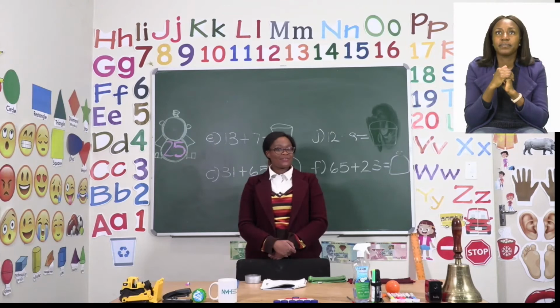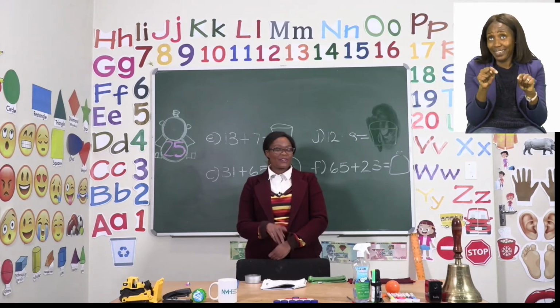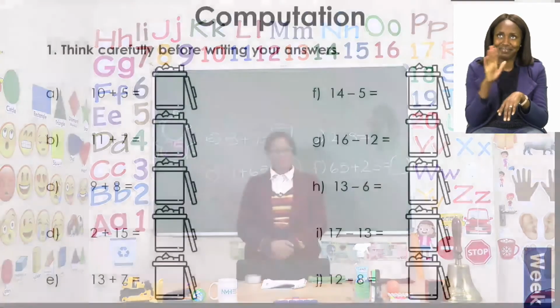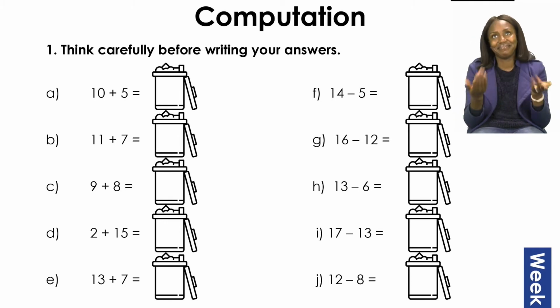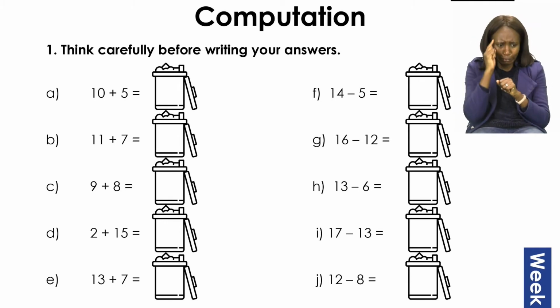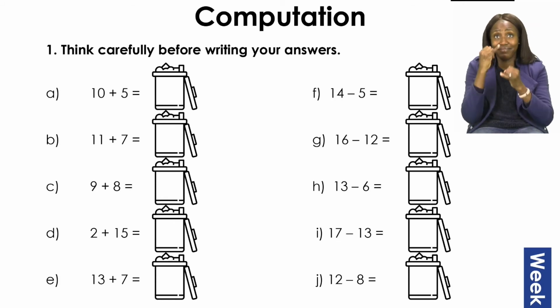Our next part for this lesson is going to be on page 25. On page 25, we are going to be doing computation. Now it's our job to think carefully before we write our answers. We're going to do the last two at the bottom, E and J. So let's take a look.